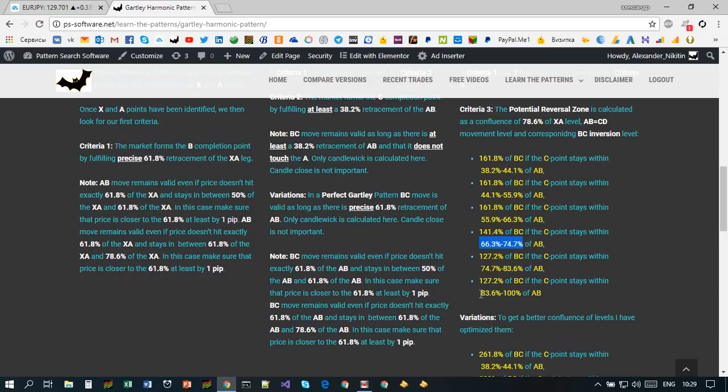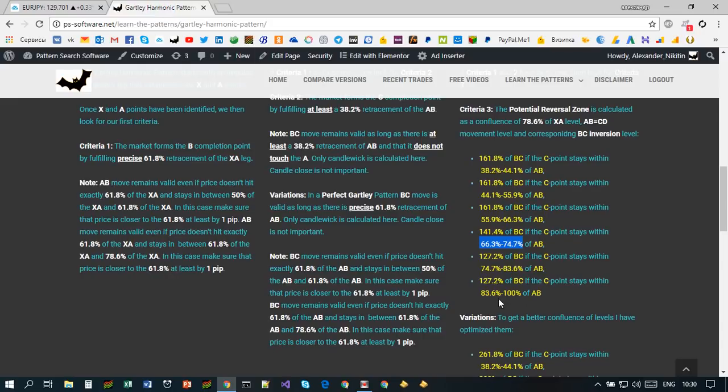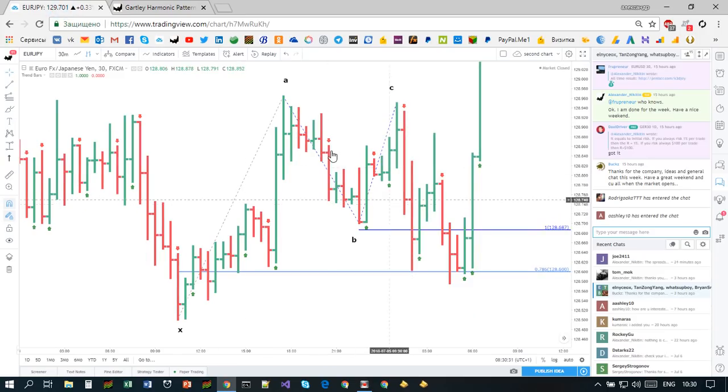If your B to C leg is deep, then it should be this. What is written? Okay, our B to C leg obviously is almost hitting the A point. Yes, it is more than 88.6, so it qualifies for this. If the C point stays within 83.6 to 100 of AB, then we should use 1.27 BC inversion.